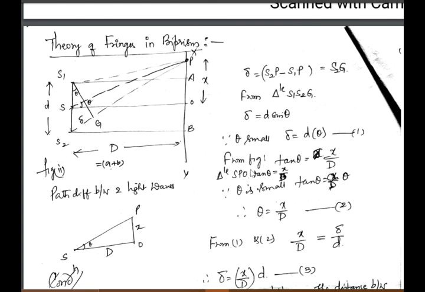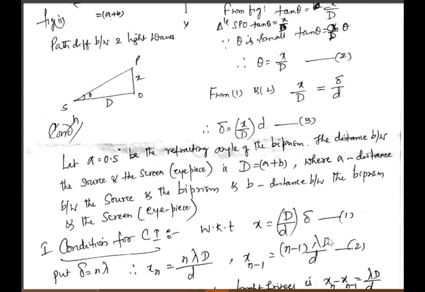That is equation 1. And from the figure, that is from triangle SOP, look at the figure. SOP is a right angle triangle. From SOP, we can write tan theta as x by capital D. Since theta is small, tan theta can be approximated as theta. Therefore, theta is x by D. That is equation 2. And from equation 1, we can write theta as delta by d. Equate the two. x by D is equal to delta by d. Therefore, delta is x by D into small d.